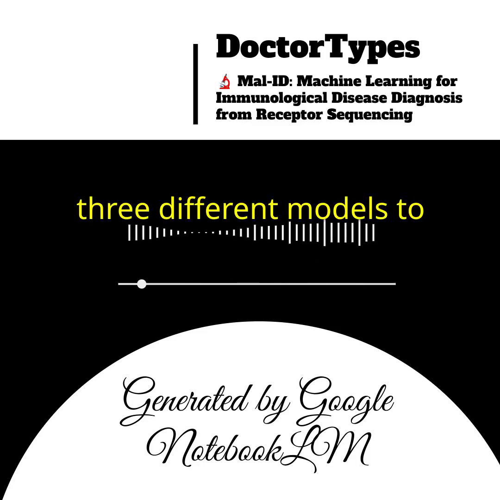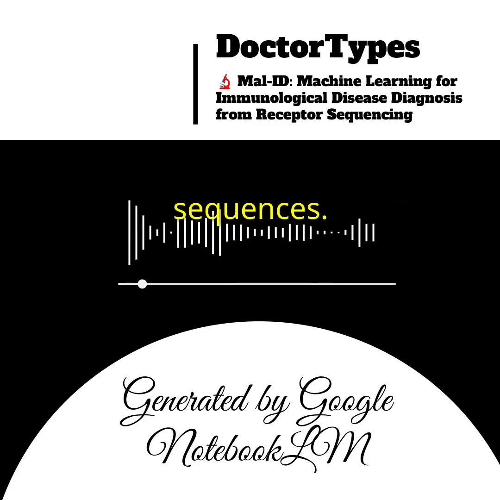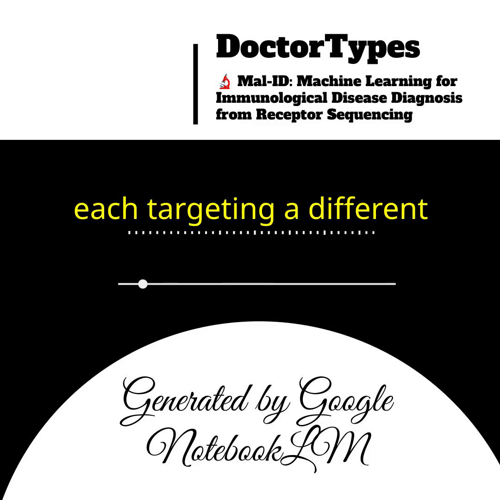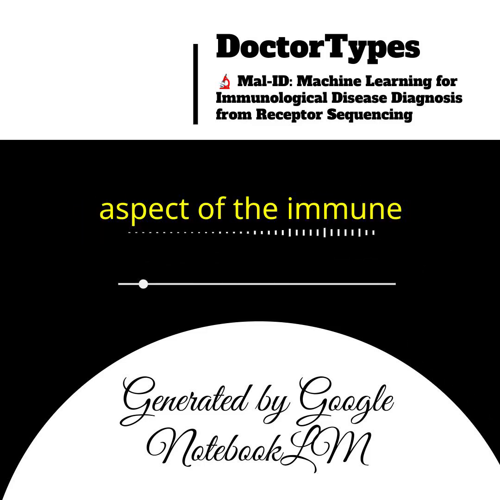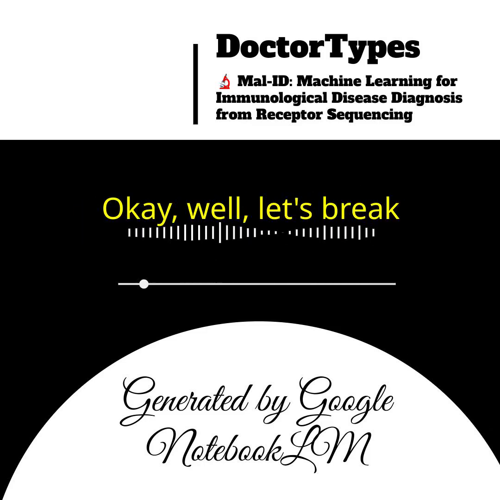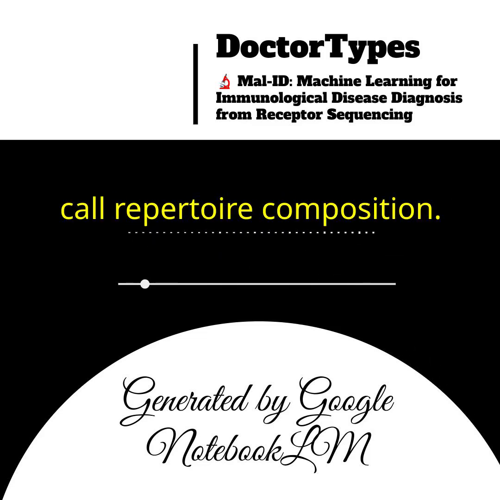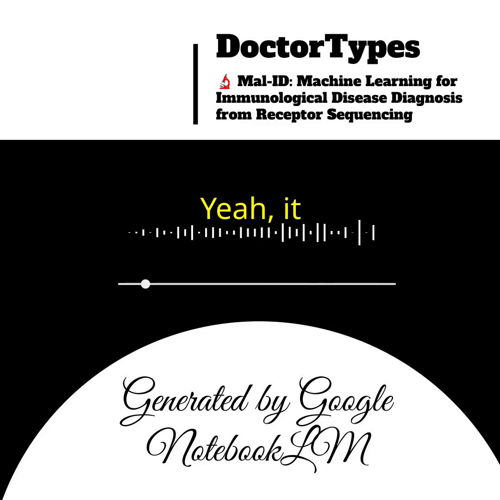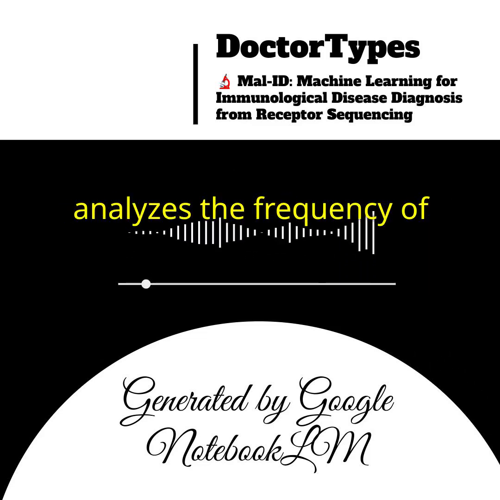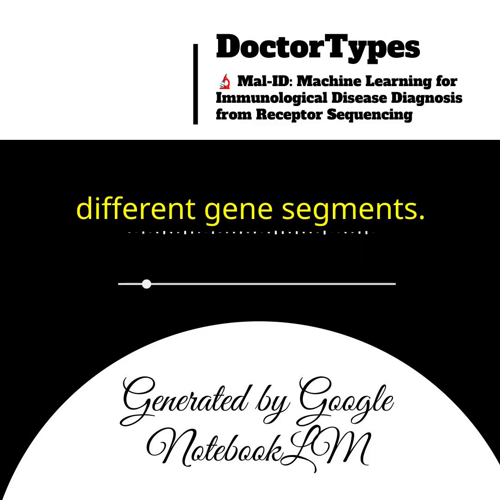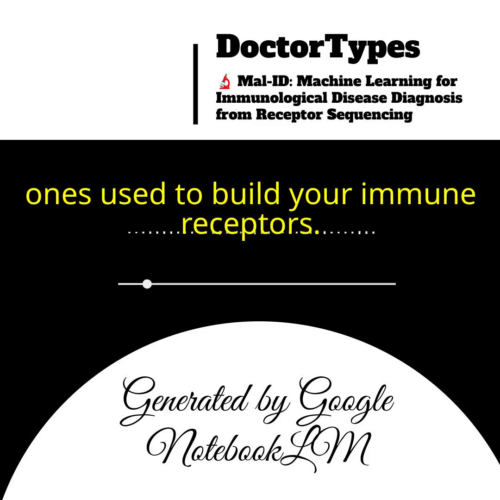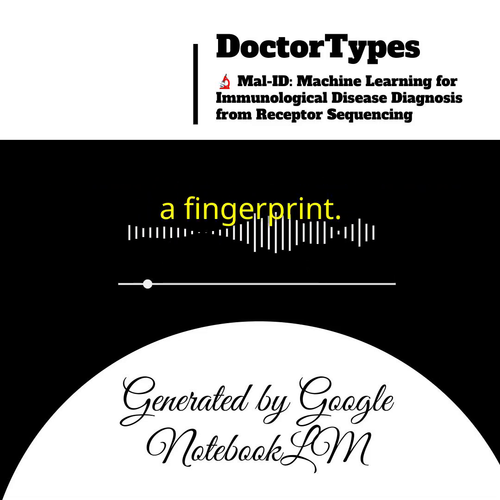MAL-ID uses 3 different models to analyze these receptor sequences. Okay, so 3 models, each targeting a different aspect of the immune response. You got it. Let's break that down a little. What's the first model all about? So the first one focuses on what we call repertoire composition. It analyzes the frequency of different gene segments, the ones used to build your immune receptors. It's kind of like a fingerprint.